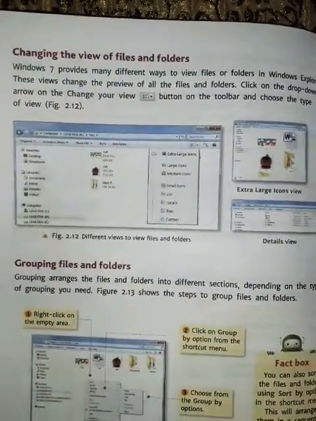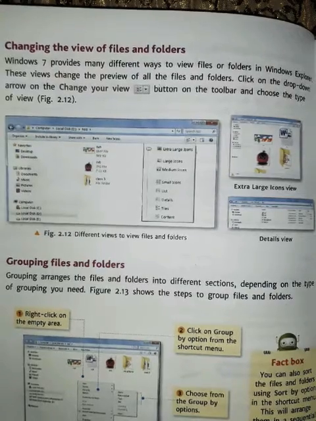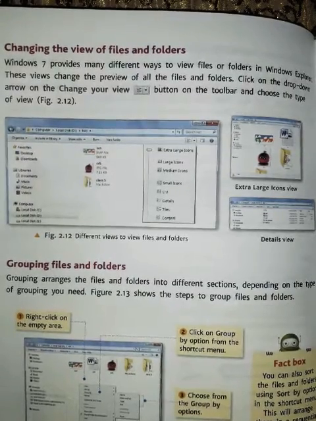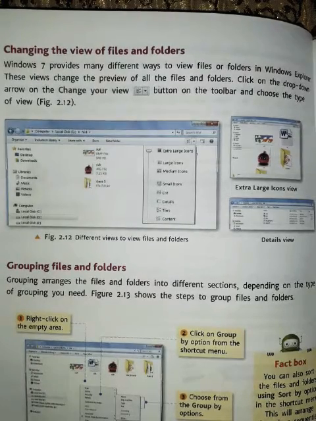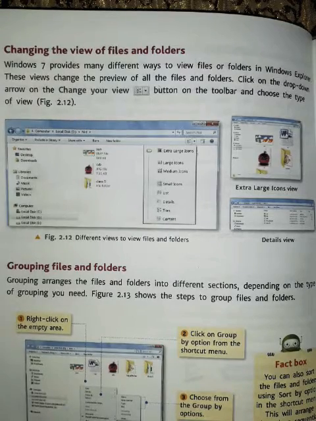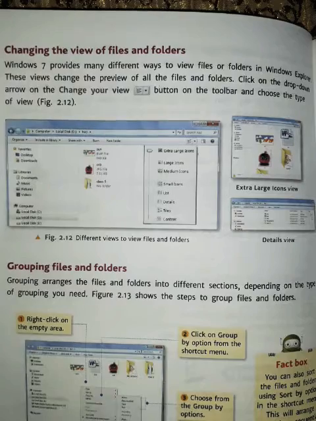Now I am telling about the next topic: changing the view of files and folders. On the screen, students, you can see properly the changing view of files and folders. Windows 7 provides us many different ways to view our files and folders in Windows Explorer. Students, as you know Windows Explorer, as I told in my last video how to open Windows Explorer, once again I am telling you how to open it.